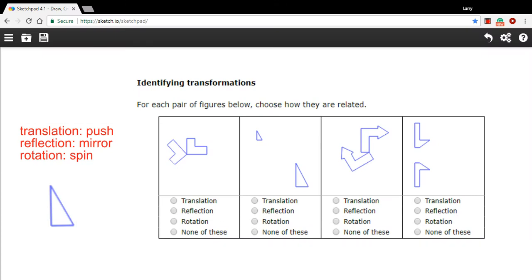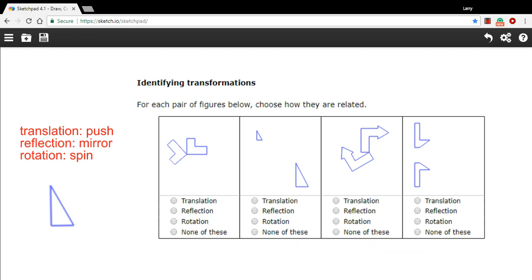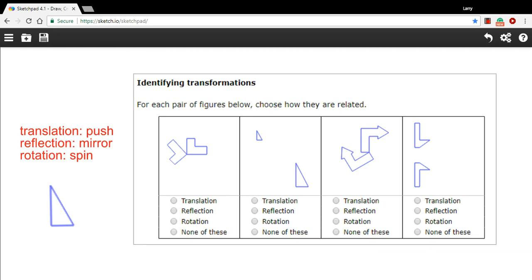Here we have a problem that has to do with transformations. What are transformations? Well, they are actions that you can apply to a geometric figure that changes either its location or its orientation. And the ones we're looking at today are called a translation, a reflection, and a rotation. Those three are the answer choices in our problem.